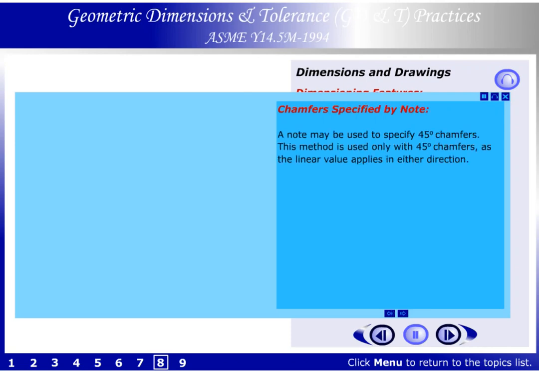Chamfers specified by note. A note may be used to specify 45-degree chamfers. This method is used only with 45-degree chamfers as the linear value applies in either direction.